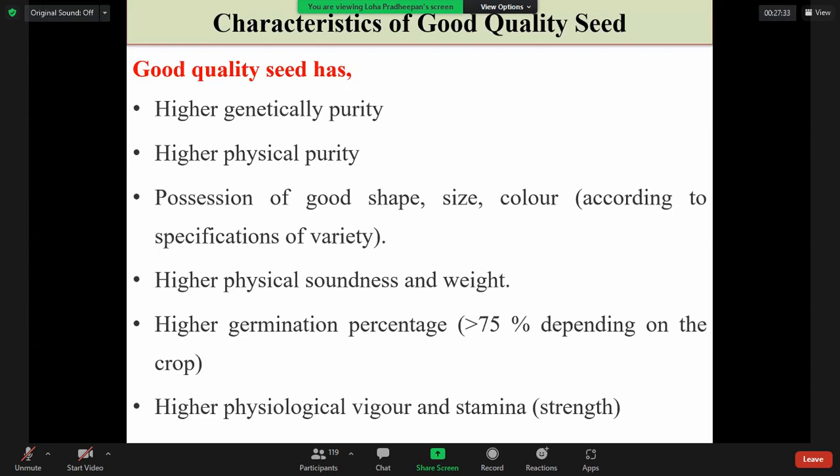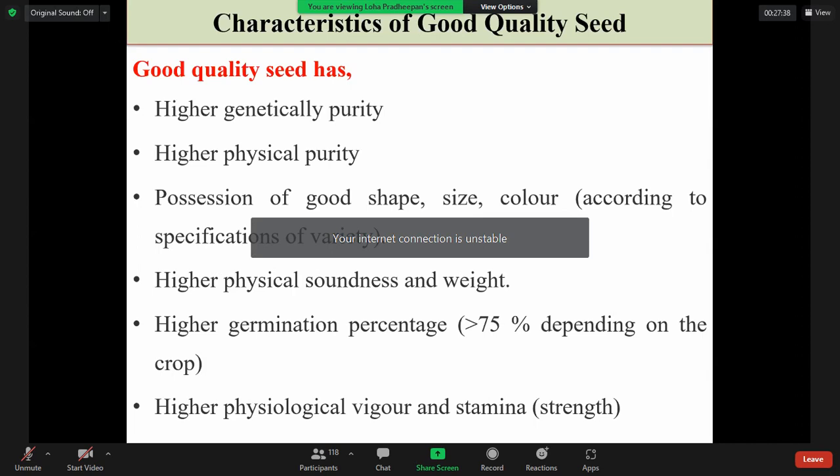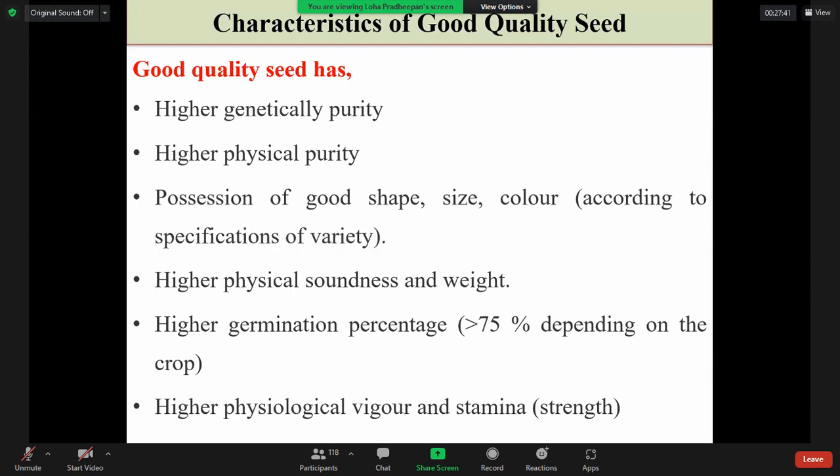Then the condition of the shape, because even if we take 100 gram of seeds, some seeds, if we have a look, differ, and that also we have to look into. If the seed is good quality, it should have good shape, good size, good color. So these are the things we will look into in quality seeds, and the physical soundness, the appearance and the weight.